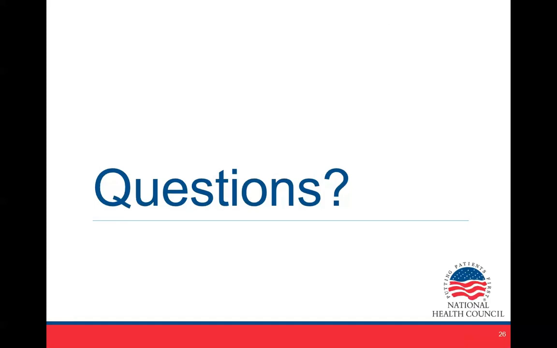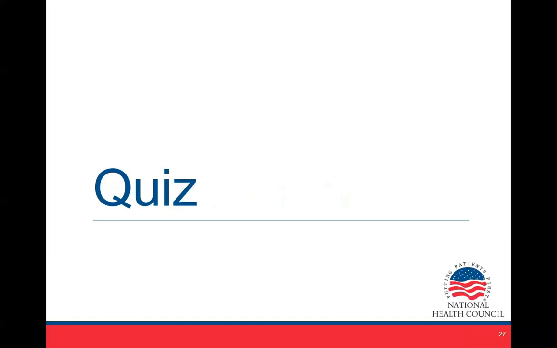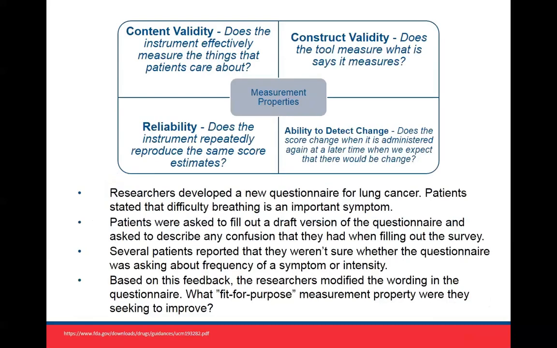We're going to switch now and do a little quiz for those of you who are able to stay on the line. So you see here the familiar box that we used earlier with those measurement properties. We're going to give you a case scenario, and here's the reminder of what each of them are: content validity, construct validity, reliability, and ability to detect change.